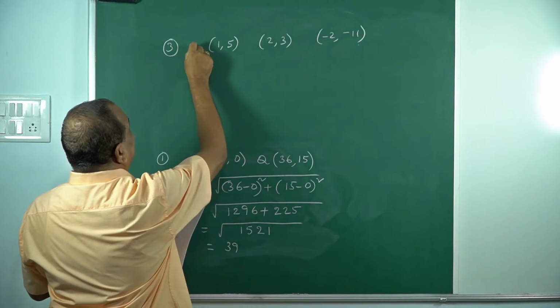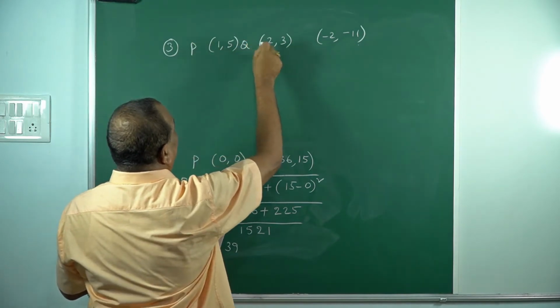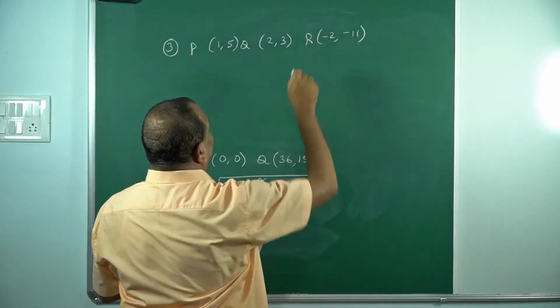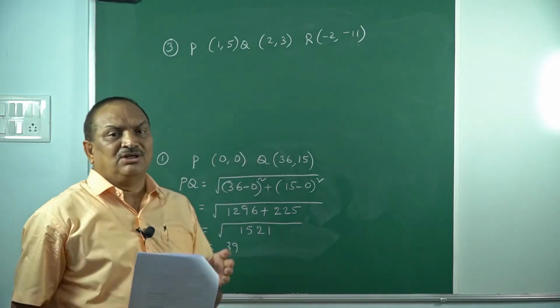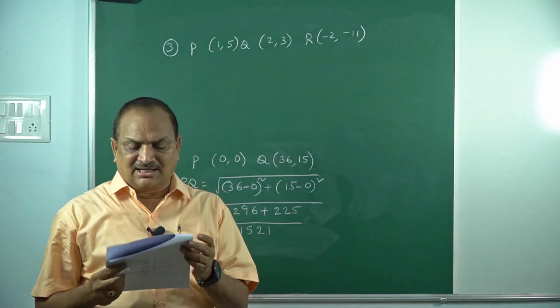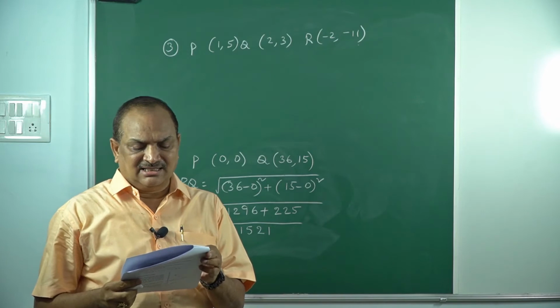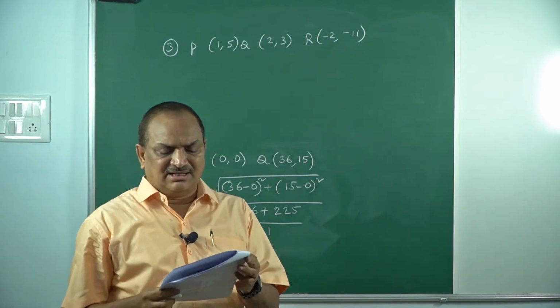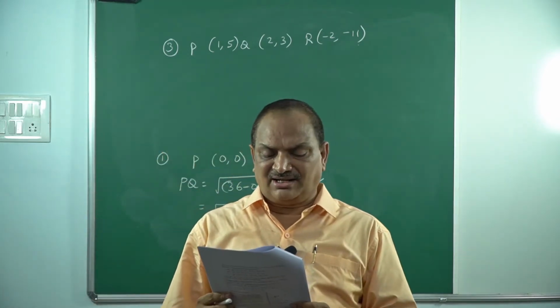Okay, let us say that these 3 points are P, Q and R. There are 3 points given to you. You need to prove that these 3 points are collinear. Anyway, it's not given that they're collinear. You have to check whether they're collinear or not.